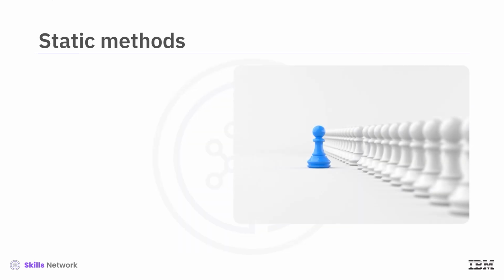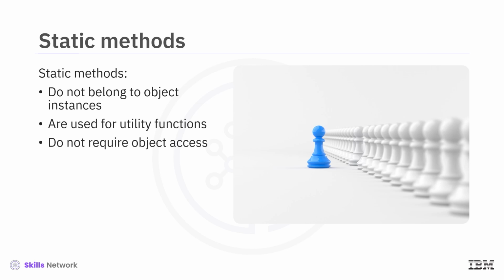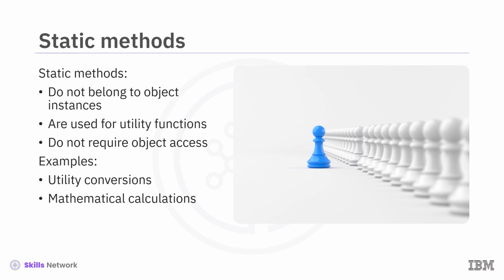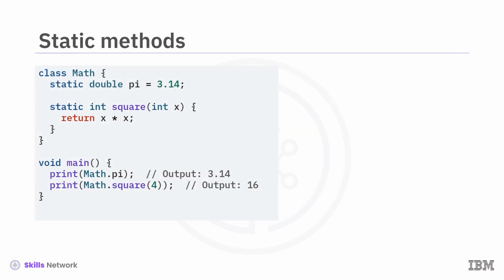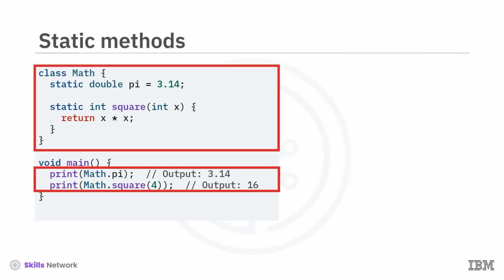Static methods are unlike any methods explained till now because they do not belong to object instances. These methods are used for utility functions and don't require access to object-specific data. Examples of static methods include utility conversions and mathematical calculations. This code uses a static variable named pi and a static method named square. Both these entities belong to the math class and are called without creating instances of the math class.